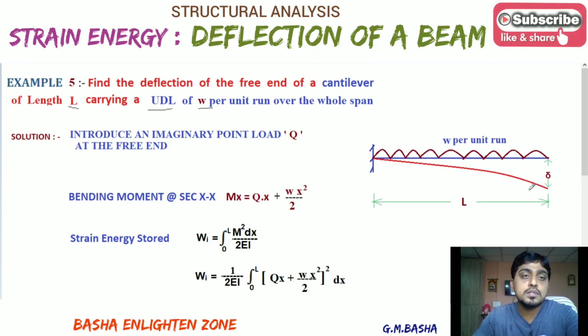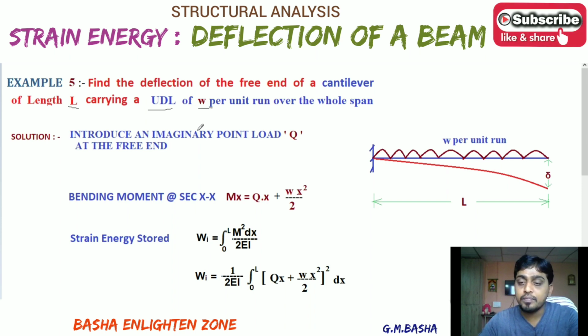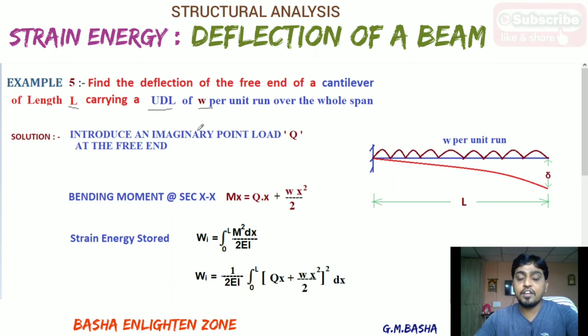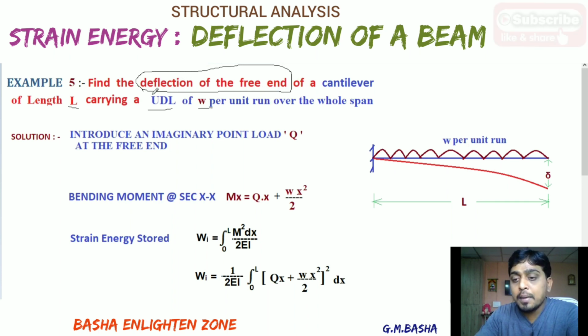Already we solved the problems based on point load. There we can find the deflection under the load. But here a UDL is acting and we are going to find deflection at the free end. For that purpose, please take down one note point. Whenever a uniform distributed load is given, while using the strain energy method, to make our calculations easier, introduce an imaginary point load at the point where we are going to find the deflection. See here what I am telling. Whenever a uniform distributed load is given like this, and they are asking to find the deflection at the free end, there we have to introduce an imaginary point load.